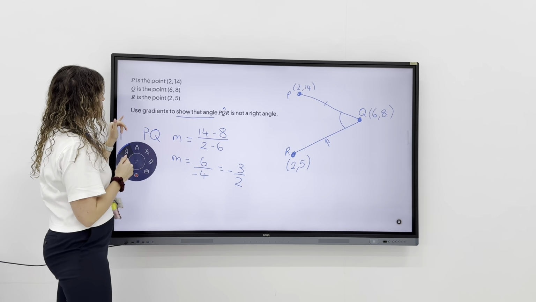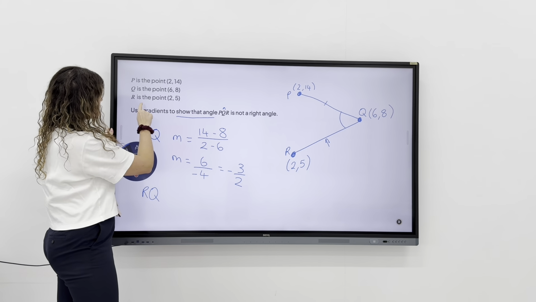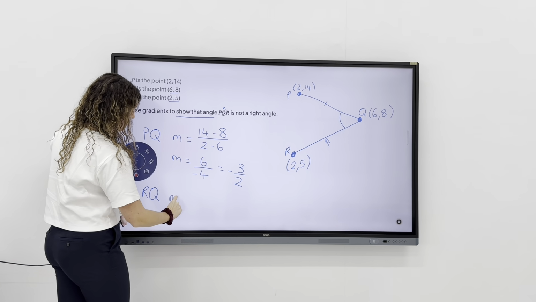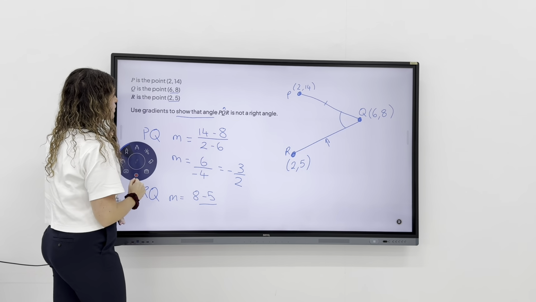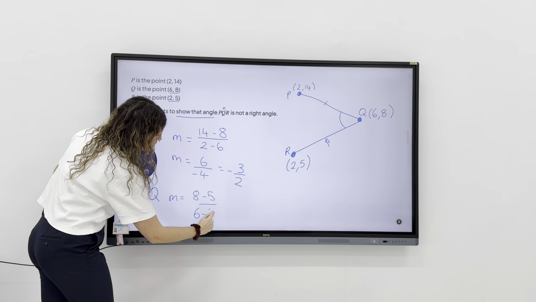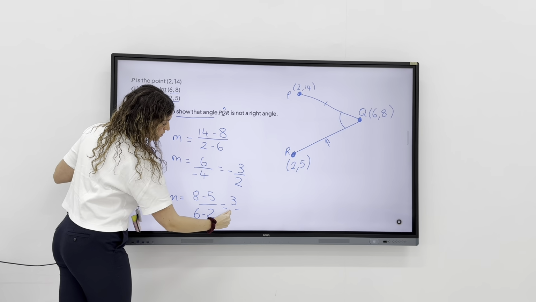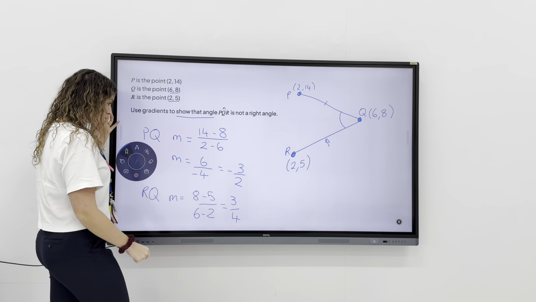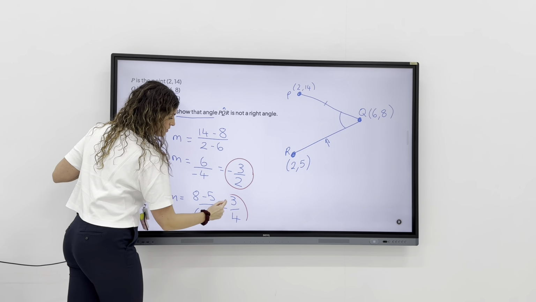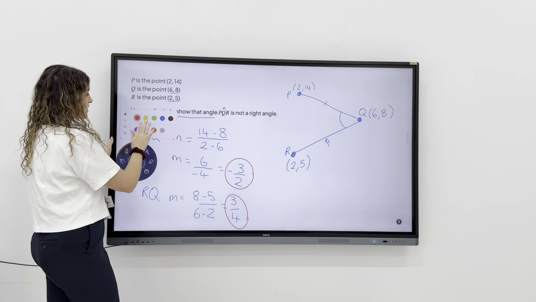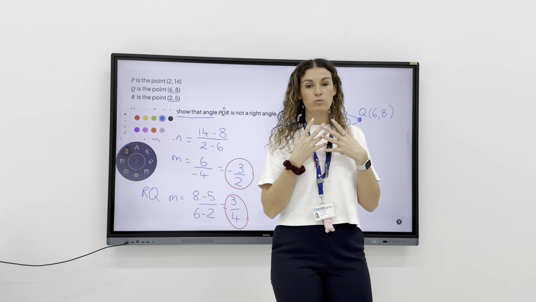Then we want to repeat the process for RQ. Using this point and this point, m would be equal to 8 minus 5 over 6 minus 2. When I simplify this, I'm going to get 3 over 4. So I have my two gradients: minus 3 over 2 and 3 over 4. One is positive, one is negative, so it could well be that they're perpendicular. However, I'm proving that they're not.